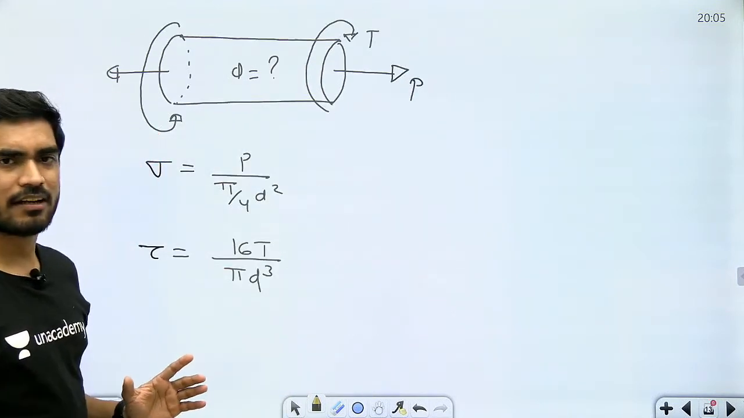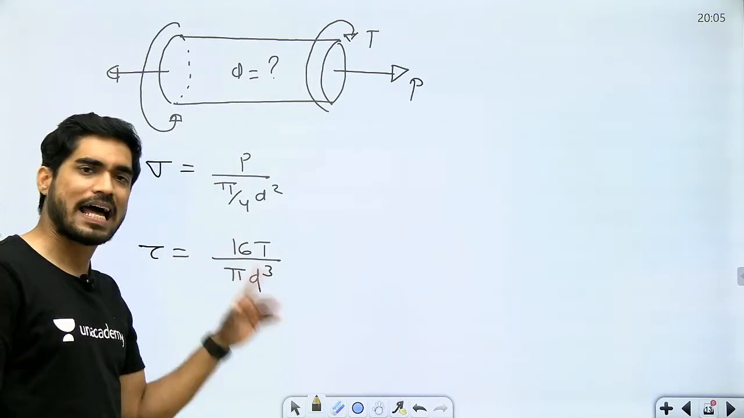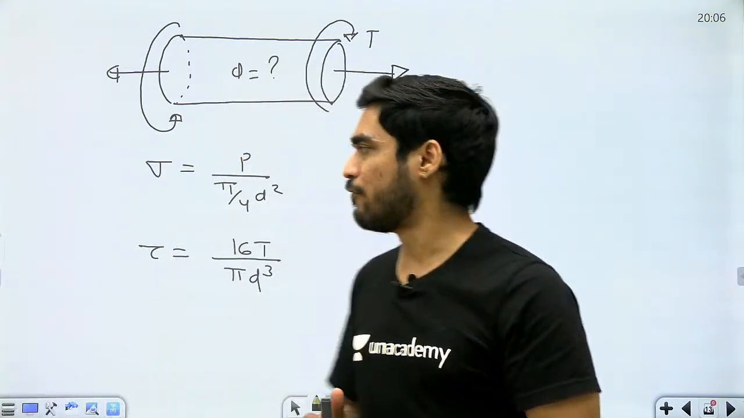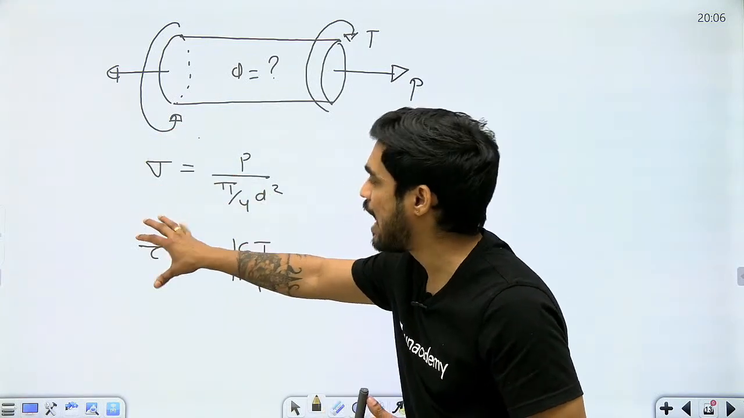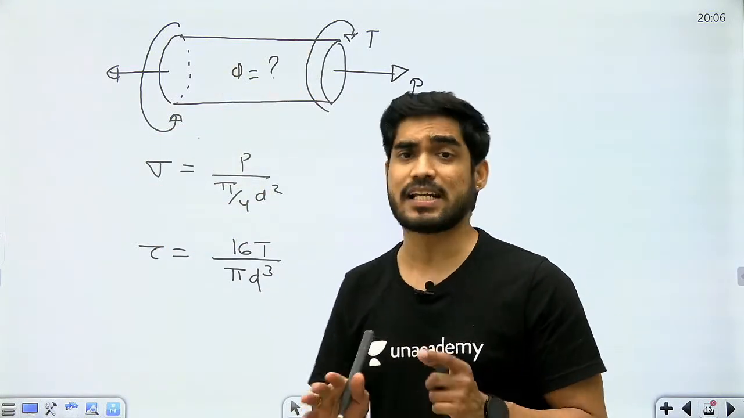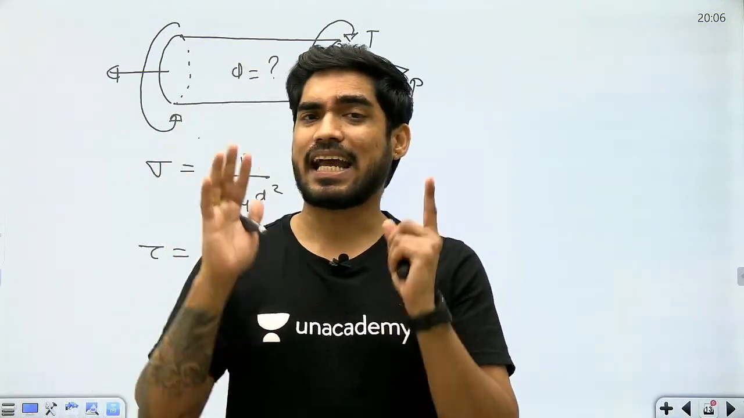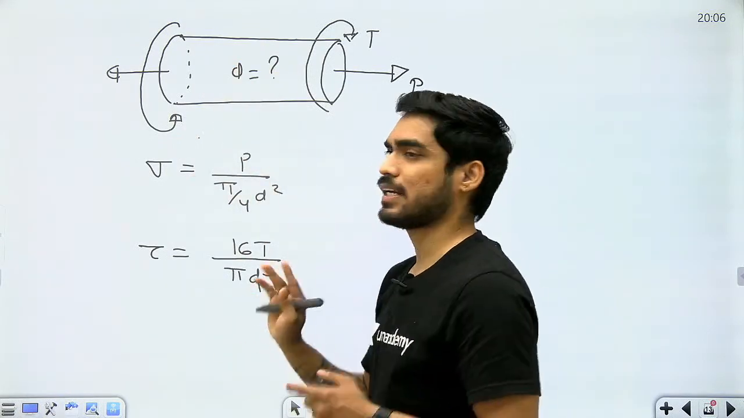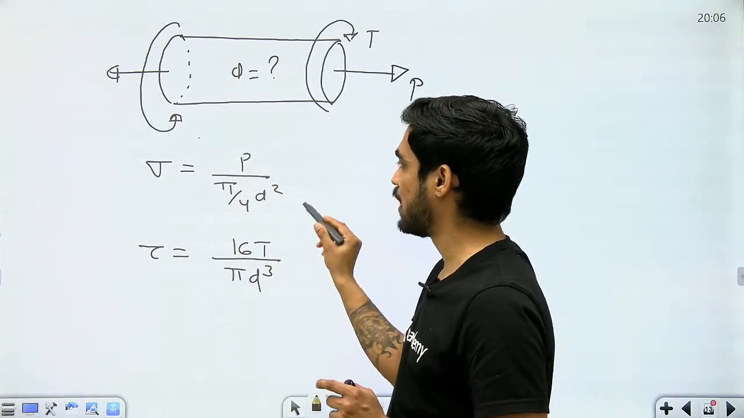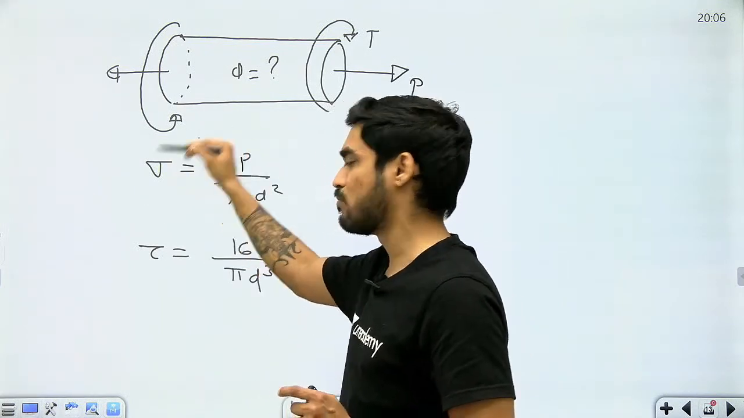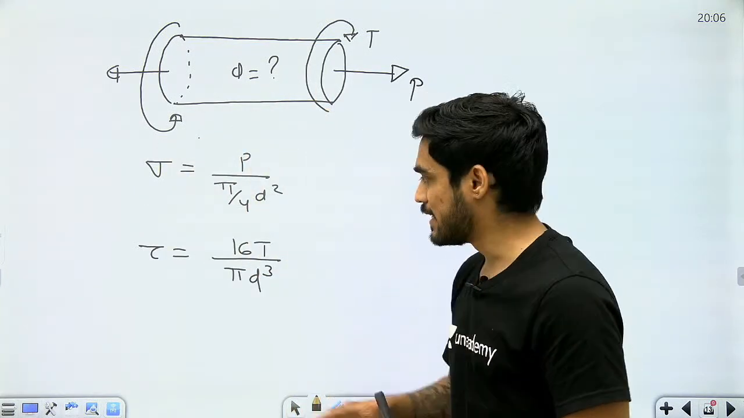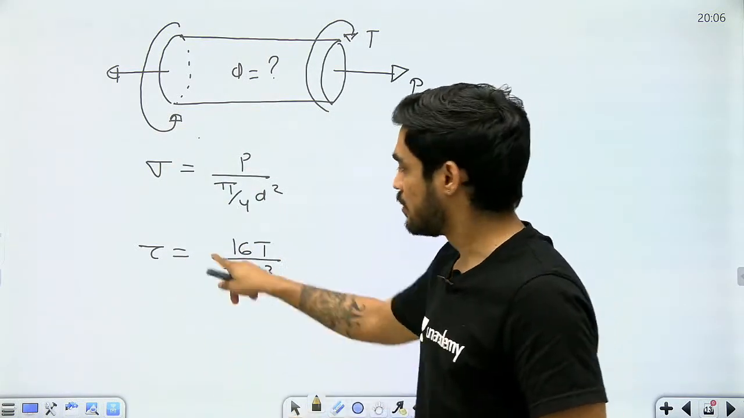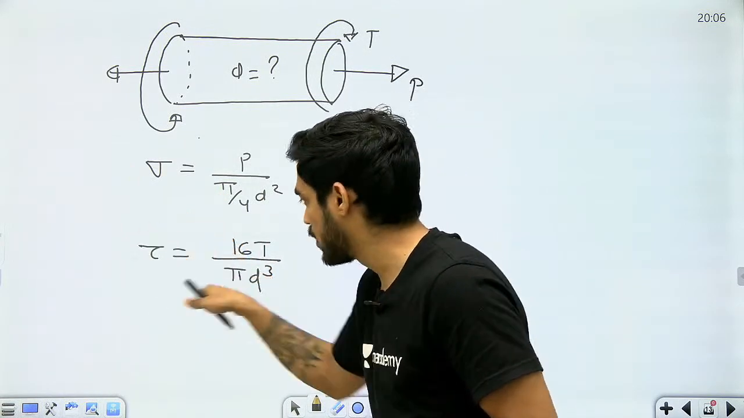But in this question we have one sigma and one tau. Both are acting simultaneously on the body. So in this case, how am I going to find a relation between this sigma, tau and SYT? There must be a relation. Without that relation, I cannot calculate the suitable diameter. I can't find the suitable diameter by relating only this sigma with SYT. Why? Because this tau is also there. This is also going to contribute towards the failure, so I cannot ignore it.